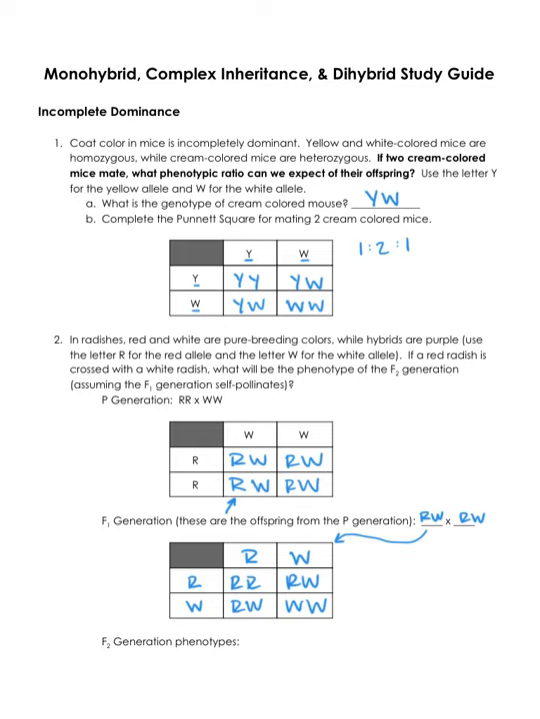And then it just wants us to list the F2 generation phenotypes. Remember, the phenotype is what it looks like. So you're going to have one red radish. You're going to have two purple radishes. And you're going to have one white radish.